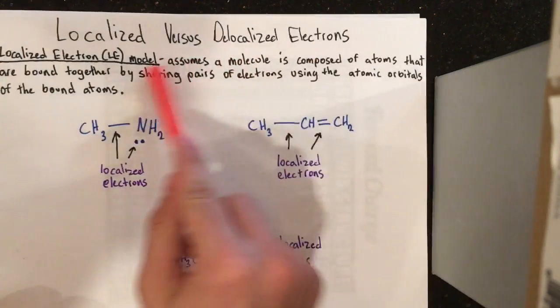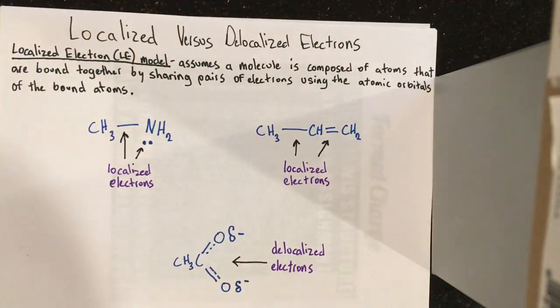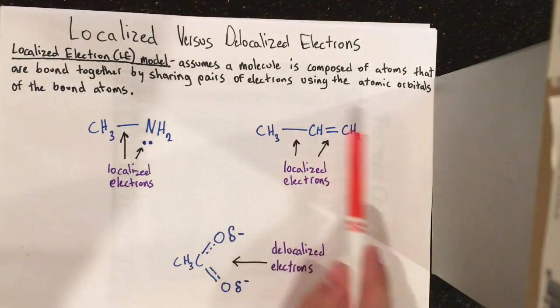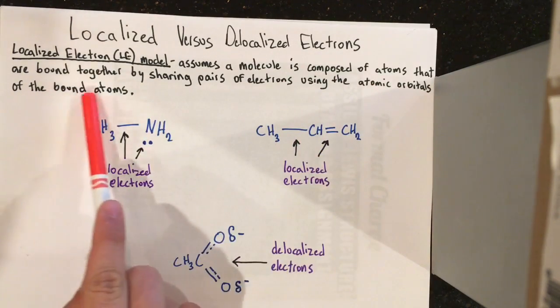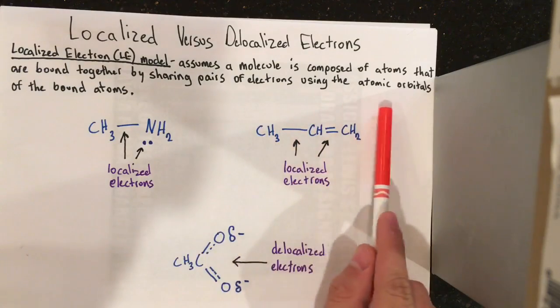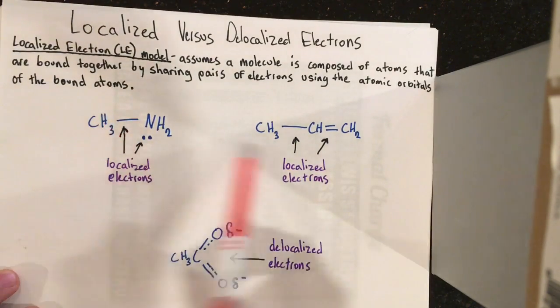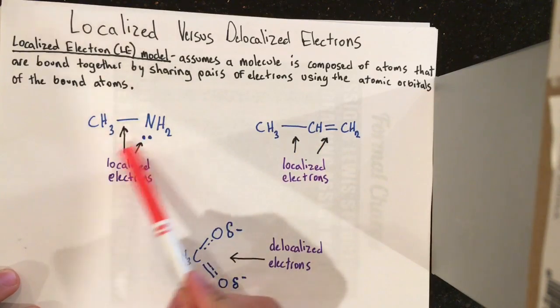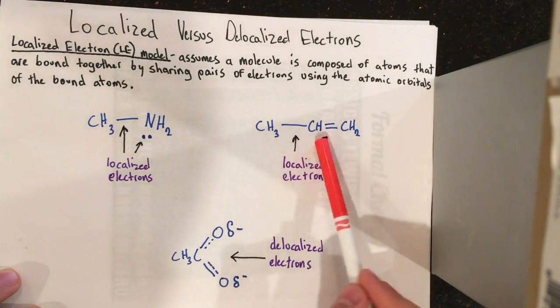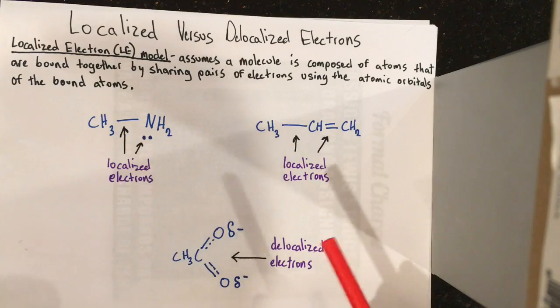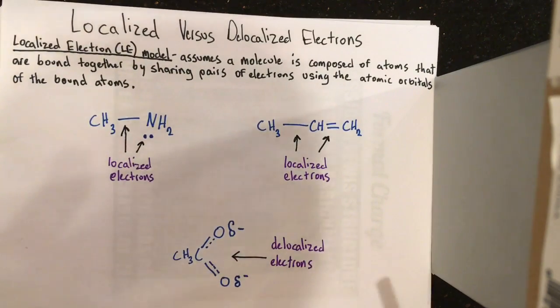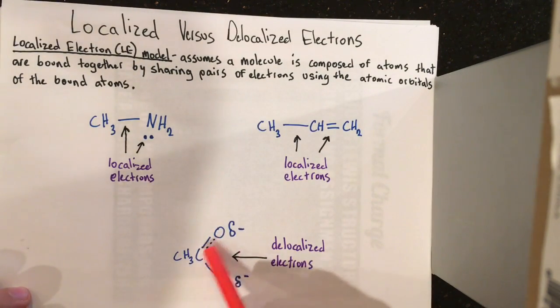We have localized versus delocalized electrons. The localized electron model assumes a molecule is composed of atoms that are bound together by sharing pairs of electrons using the atomic orbitals of the bound atoms. So pretty much what it's saying is the localized electrons don't really move at all, and it's pretty much your bonds and lone pairs. But in reality, we have delocalized electrons, and this means that the electrons move as they wish and as needed in the specific molecule.